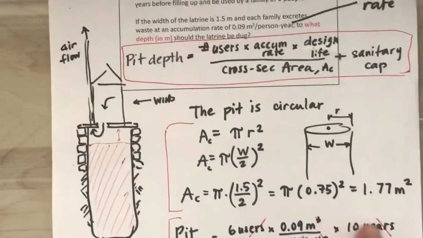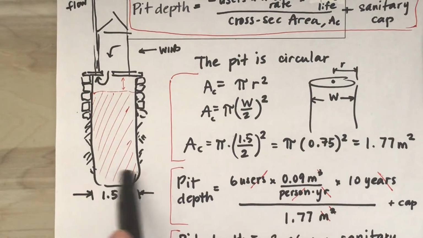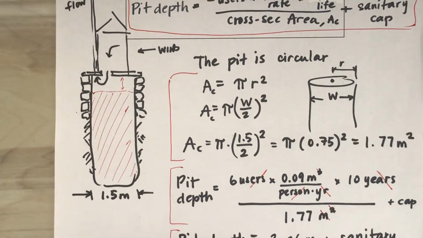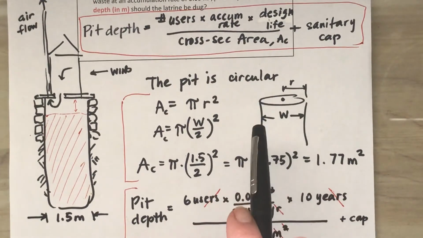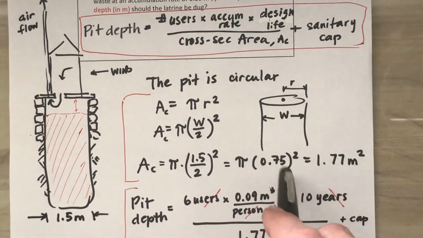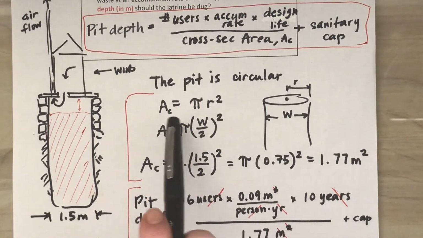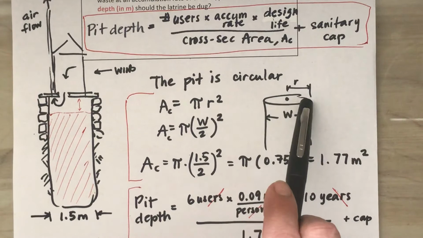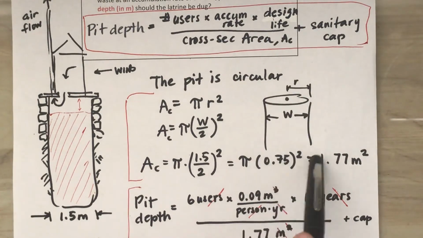Okay, and it's going to be 1.5 meters in diameter or in width, and we're assuming a circular pit, which is typically what you will see. And they're more stable. So here's kind of what it is. We're just figuring out the depth of this cylinder. The pit is circular, so the area of the circle is just pi r squared, and then the volume is just pi r squared times the depth.